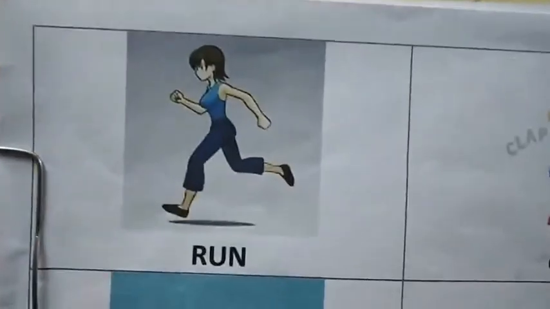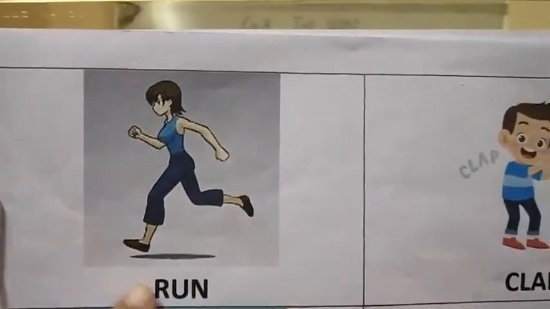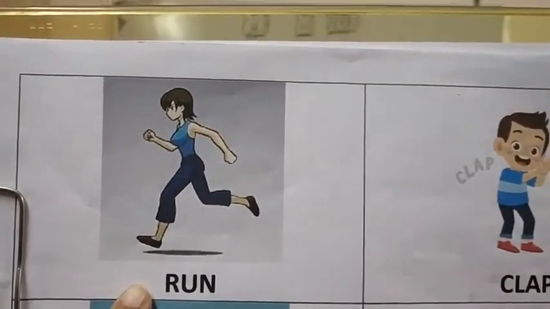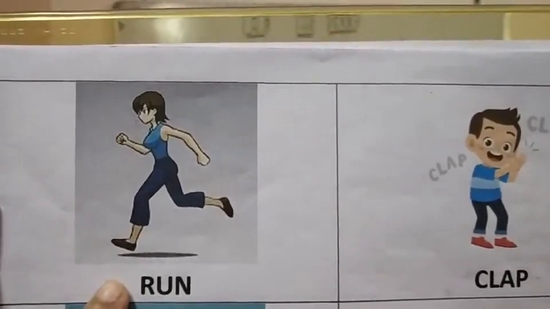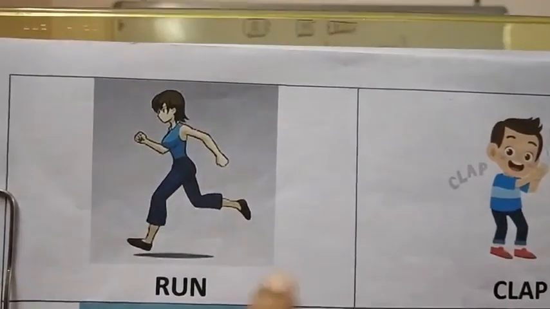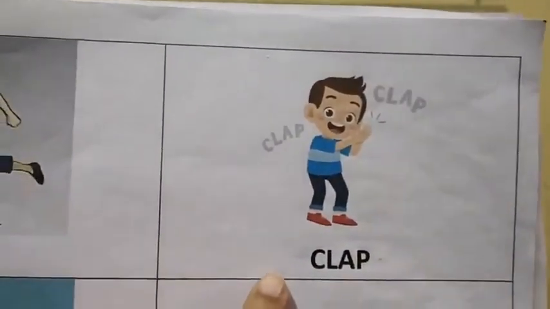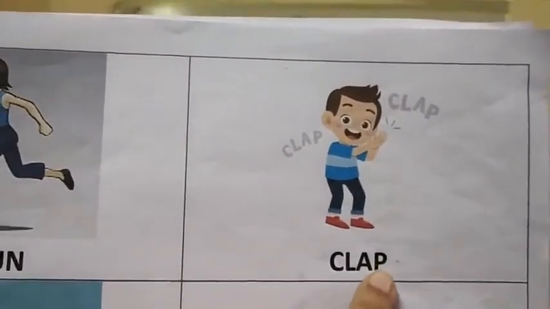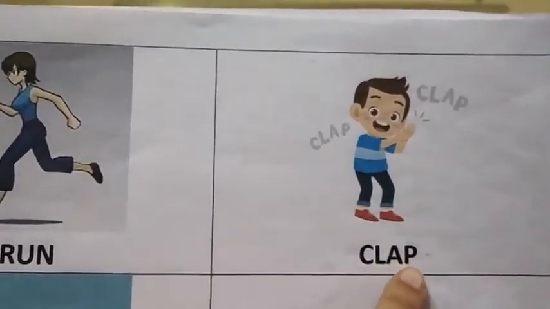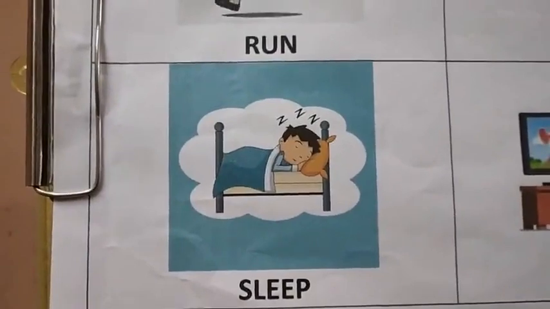First picture: what is the girl doing? She is running. So here, she is performing some action. So the doing word or the action word is run. The verb is R-U-N, run. In the next picture, what is the boy doing? He is clapping. So here the verb is clap. C-L-A-P, clap.